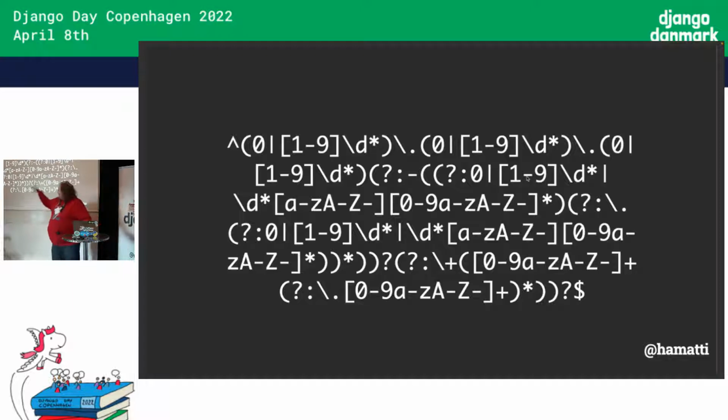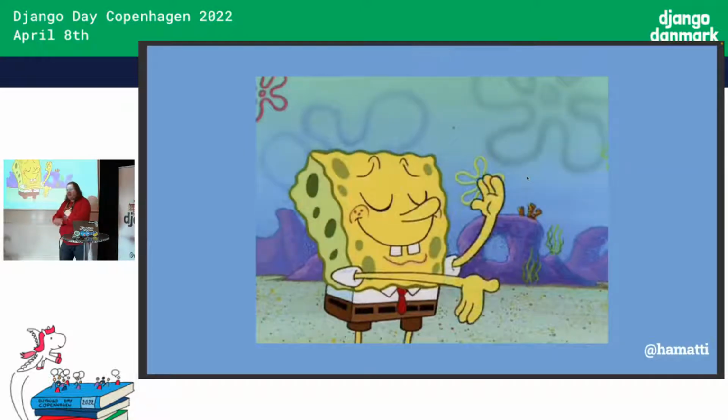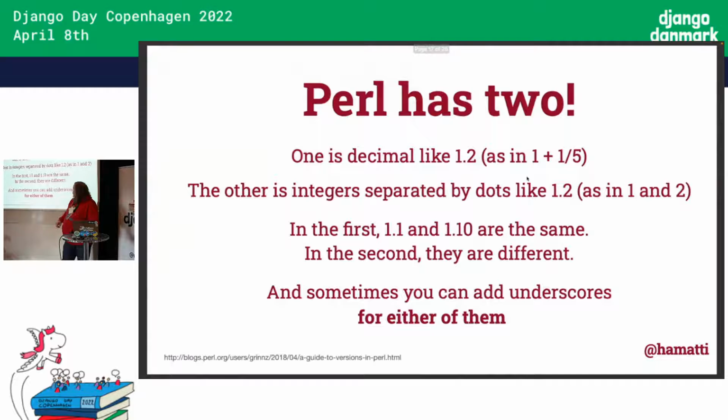Once again, I wrap this up in an interview. Job done. Awesome. Turns out not everybody uses semantic versioning. For example, Perl uses two different systems. There's one that looks like 1.2, meaning 1 and 1/5. And the other one is integers separated by dots. So 1.2 as in 1 and 2. In the first one, 1.1 and 1.10 are the same because it's a decimal number. In the other one, they're not. So awesome. And sometimes you have underscores.